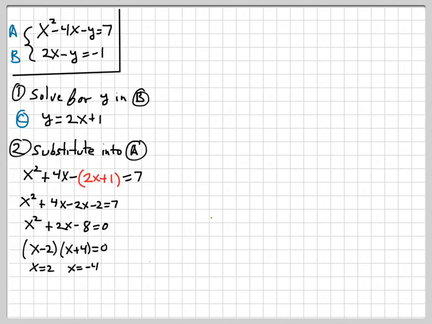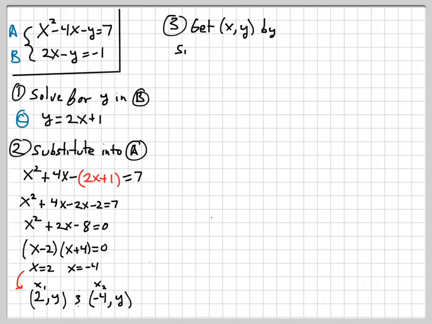Now, I am not done at this point. These are only x values. I'm looking for coordinate points, x comma y and x comma y. So the next step, step number 3, is to get those coordinate values by substituting the x's one at a time into one of the equations that I have. The easiest equation would be equation C.